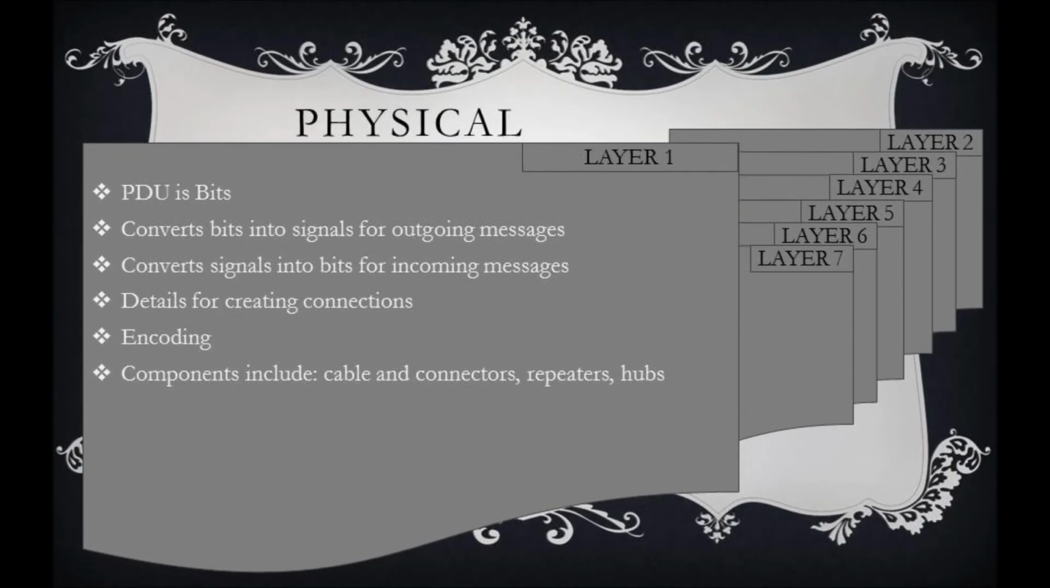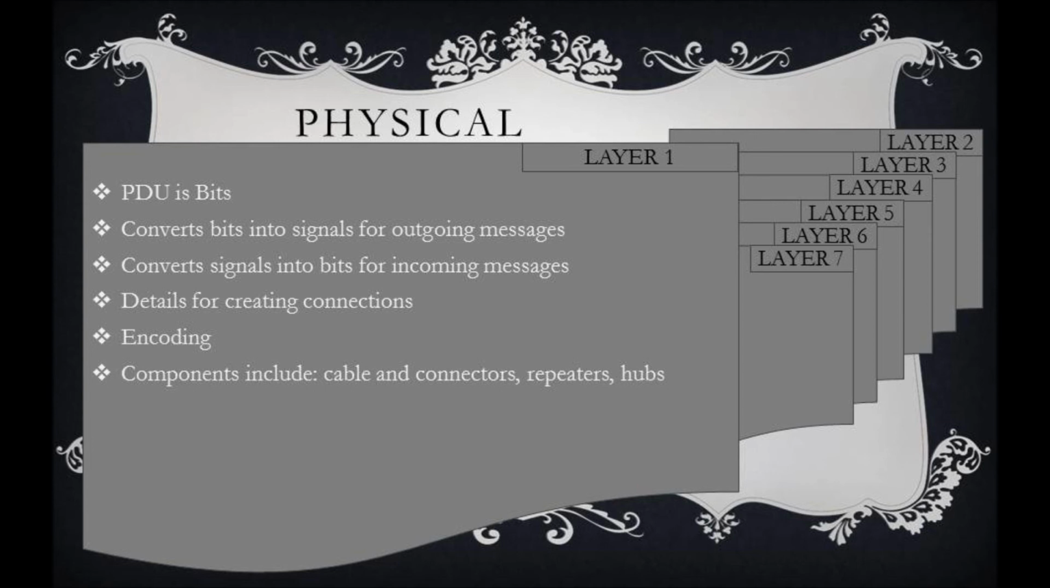Physical layer, Layer 1. At the physical layer, the protocol data unit becomes bits. This layer converts bits into signals for outgoing messages, and converts signals into bits for incoming messages. This layer specifies details for creating a physical network connection, such as the type of connectors used to attach the medium to the network interface card. Encoding is representing zeros and ones by a physical signal, such as electrical voltage or light pulse.